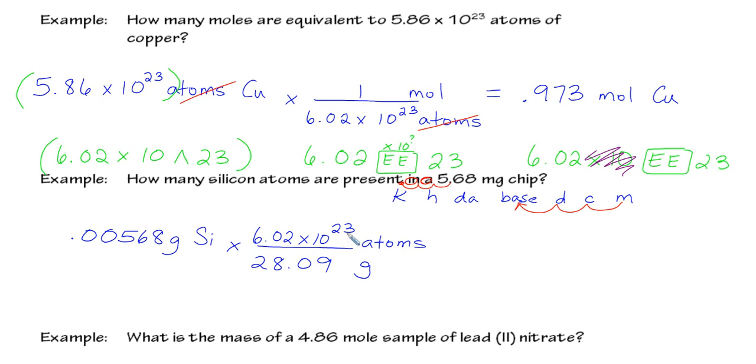Let's see. We got grams on the top, grams on the bottom. You guys would be out. I'm switching it to atoms, which is exactly what I want. Multiply across the top, divide by the bottom, done.